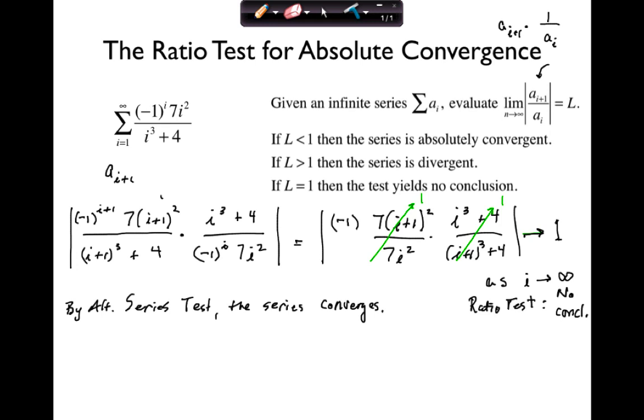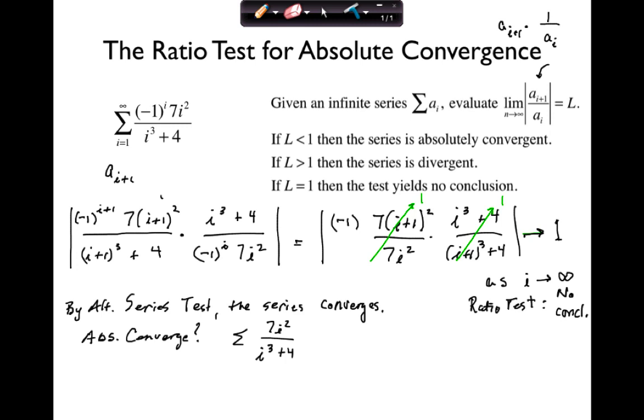Now, question, does it converge absolutely or is it conditionally convergent? Is it absolutely convergent? Well, what would we look at? We look at the sum of 7i squared over i cubed plus 4, and we ask the question, does that converge? If that converges, then this converges absolutely. It doesn't need the alternating help. If this diverges, then it's conditionally convergent, meaning it needs the alternating help.